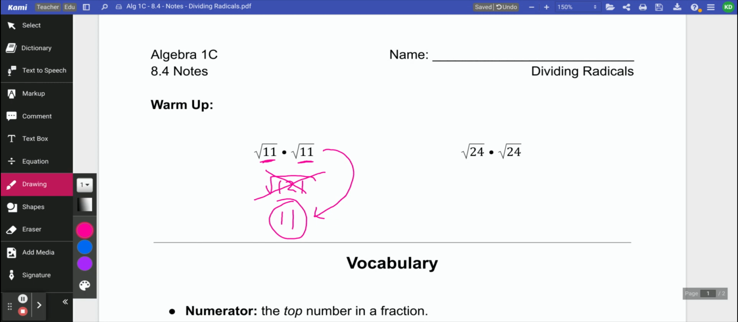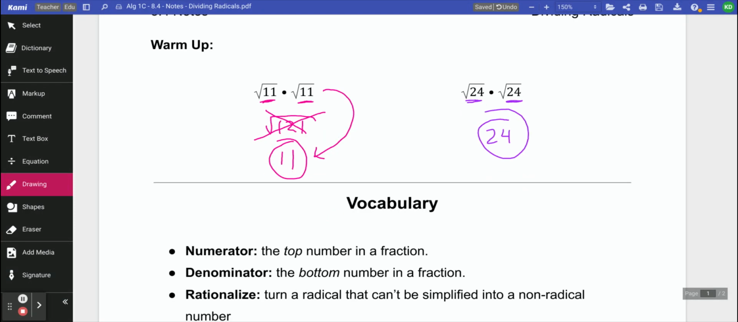But our goal here is to eliminate this step and go right to this step. So when I see one like radical 24 times radical 24, skipping that middle step, I don't even know what 24 times 24 is, but I know radical 24 times radical 24 is regular 24, and that's the key that we need to focus on today to help us with dividing radicals. I know it seems weird that dividing radicals is going to involve multiplying radicals, but there you are.